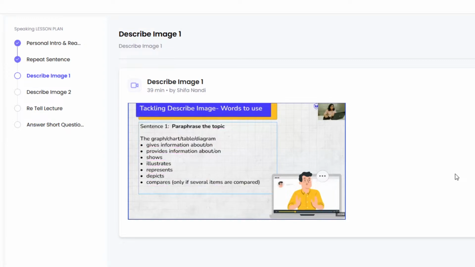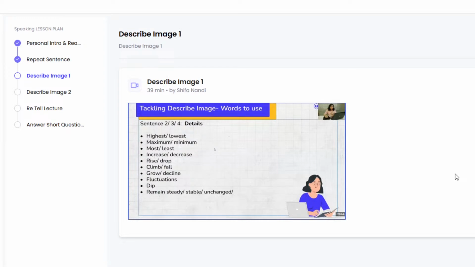Now next we're going to look at how to put together your sentence number 2, 3 and 4. That means how to compare and contrast, how to point out the details. Like I mentioned earlier, you can point out some specific features and do a comparison. That's a great way to observe the information. So in this case you can use vocabulary like the highest and the lowest, the maximum or the minimum, most, least. Look at the words here to do the comparison. So increase, decrease, right? Rise, drop, climb, fall, grow, decline.